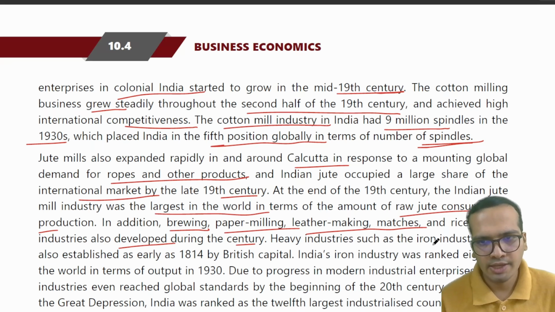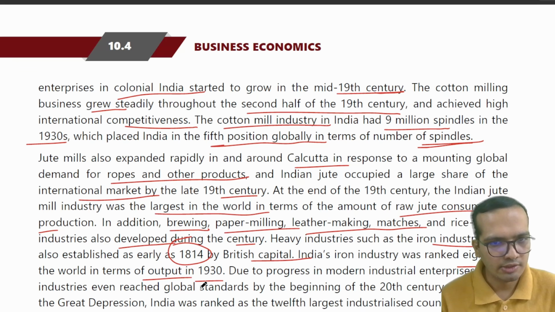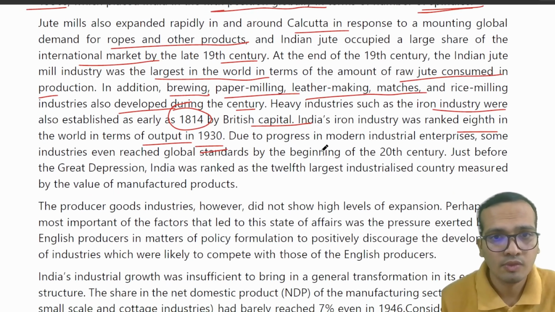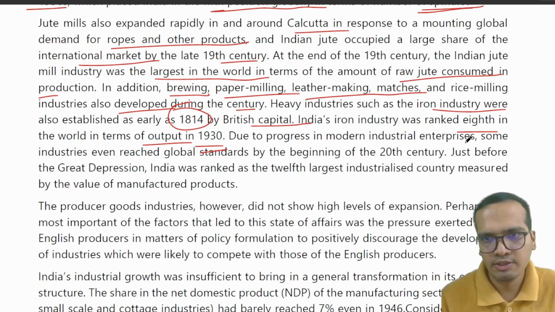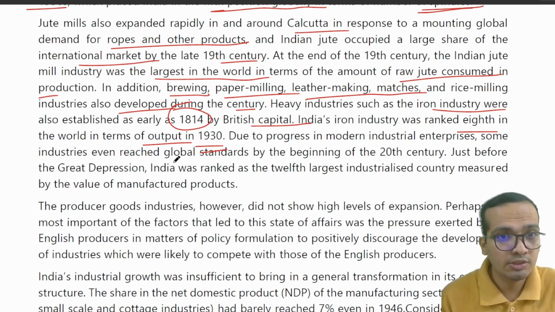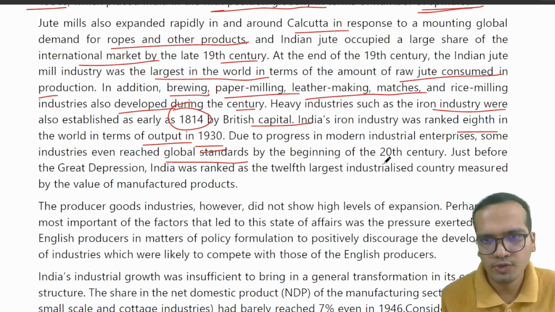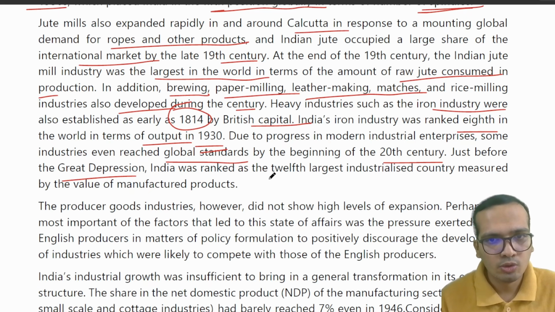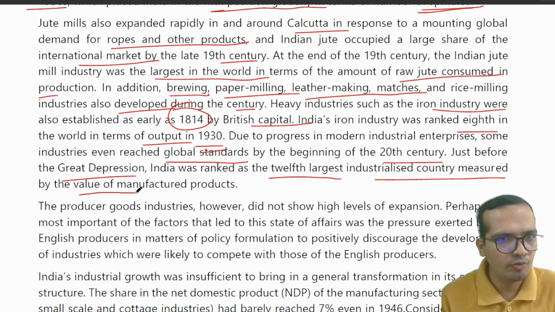Heavy industries such as the iron industry were also established as early as 1814 by British capital. India's iron industry was ranked 8th in the world in terms of output in 1930. सो हम टॉप 10 में थे. Due to progress in modern industrial enterprises, some industries even reached global standards by the beginning of the 20th century. Just before the Great Depression, India was ranked as the 12th largest industrialized country measured by the value of manufactured products.